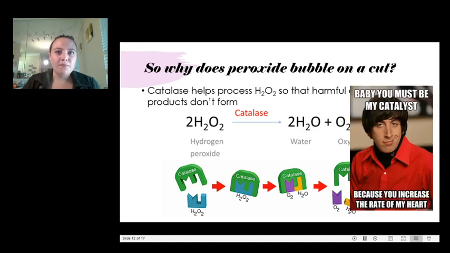And our meme: baby, you must be my catalyst, because you increase the rate of my heart.